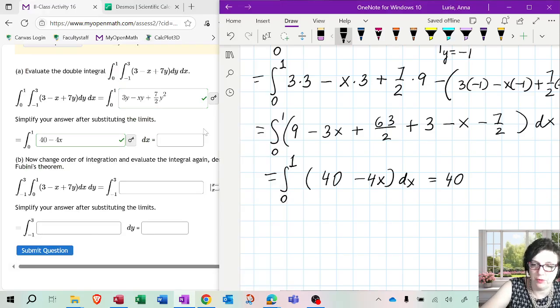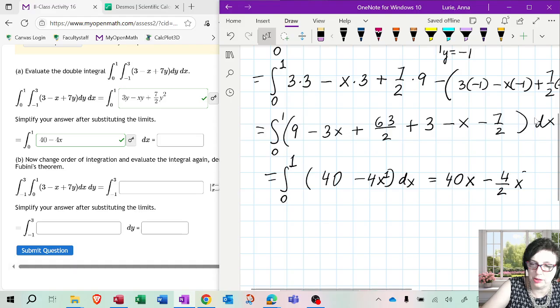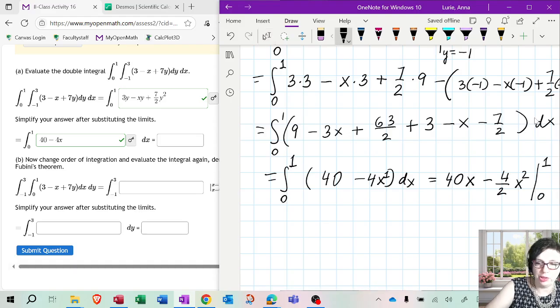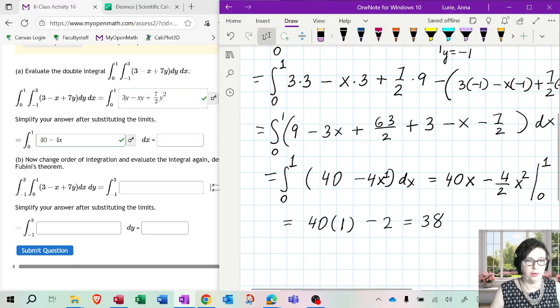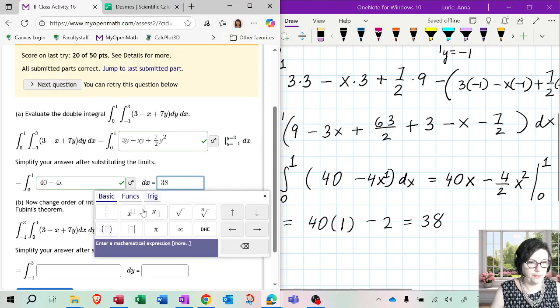So this is just going to be 40x subtract... Now again, this is x to the power 1. So this is going to be 4 divided by 2 x squared. Okay, substitute 0, 1. Now the good news here is that when we substitute 0, we just get 0. So this just means substituting 1 and not worrying about whether it's x or y, because now only one variable is left. So this is just going to be 38. Okay, so looks like that's 38.